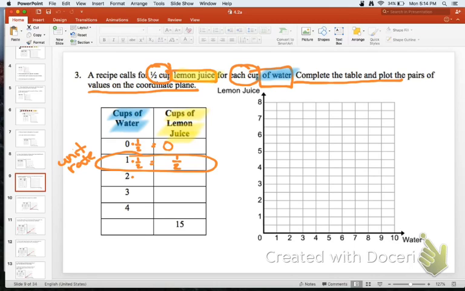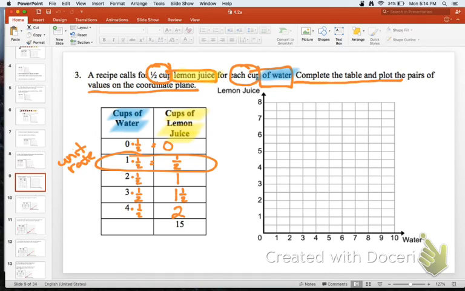For 2 cups of water, I'm going to times that by 1/2, and I will get out 1 cup of lemon juice. 3 cups of water times 1/2 gives me 1 1/2 cups of lemon juice. 4 times 1/2 will equal 2.